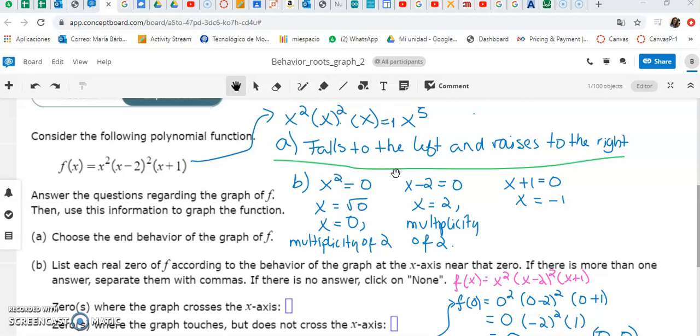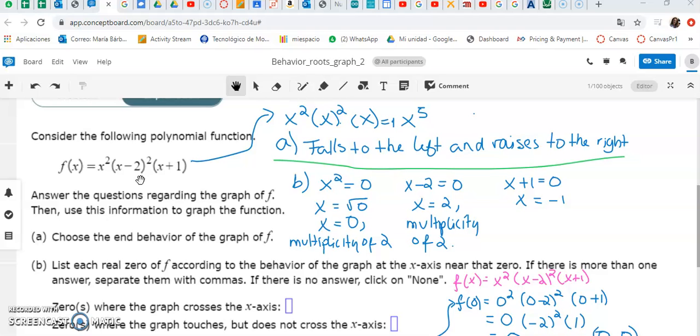And remember, the end behavior is how the graph is ending to the left and to the right. So, we have to get which is the degree of this polynomial, so we can check, and also which is the sign of the leading coefficient, so we could find which is going to be the behavior to the left and to the right. Remember? First, how are we going to get the degree of this polynomial?